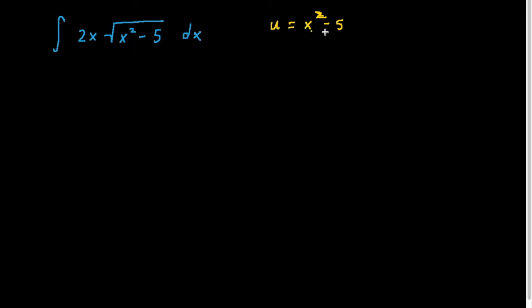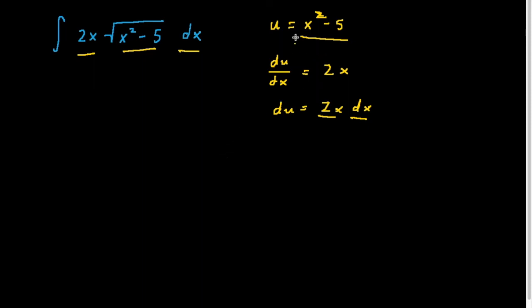So if u is x squared minus 5, then du dx, or the derivative of u, would be 2x. Of course, we need to move dx to the other side. So we have du is equal to 2x dx. So let's look back at the problem. Do we have everything? We have x squared minus 5, and we have 2x dx. All of that stuff is here. So it looks like choosing x squared minus 5 was the correct choice for u. So that was our first step, defining u and du.